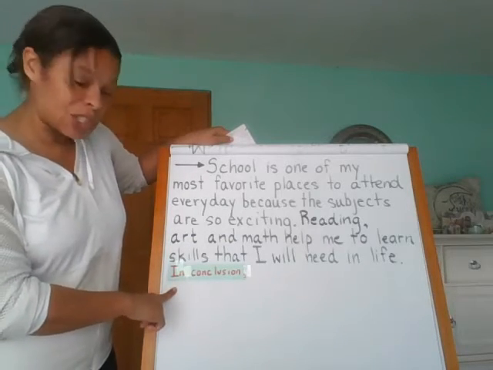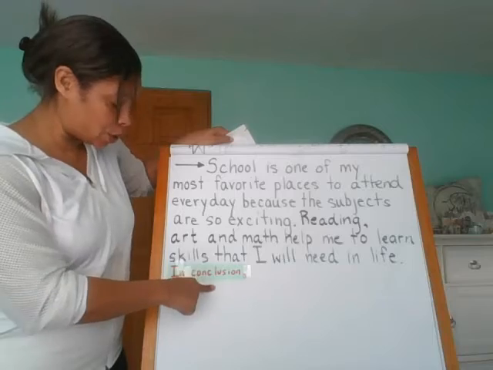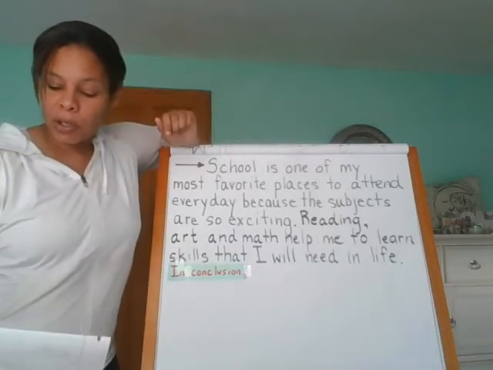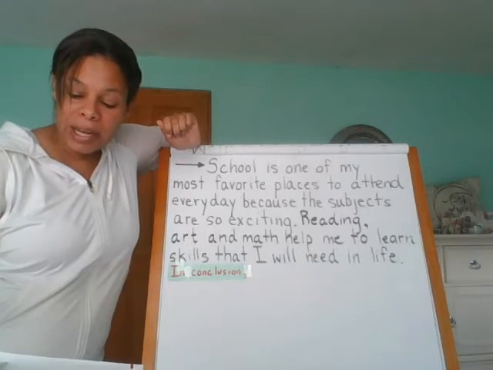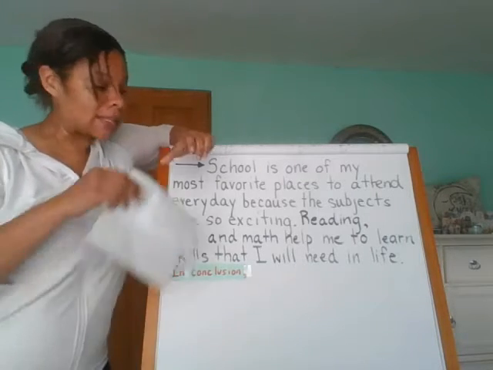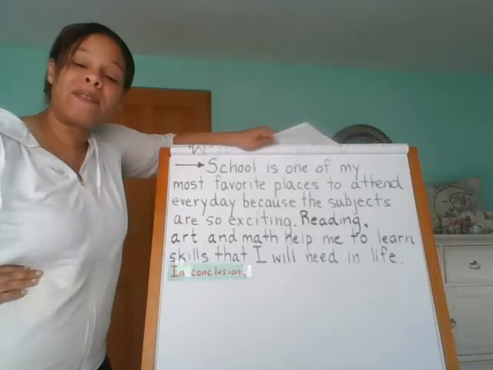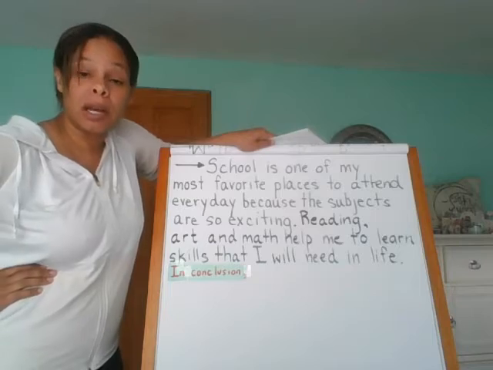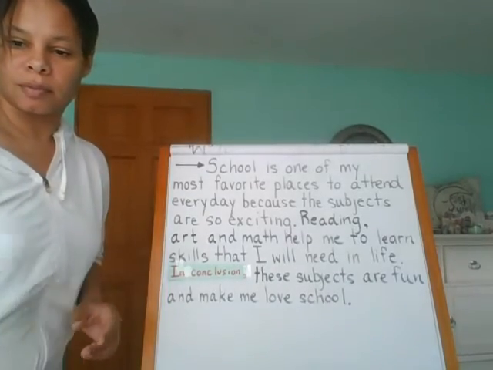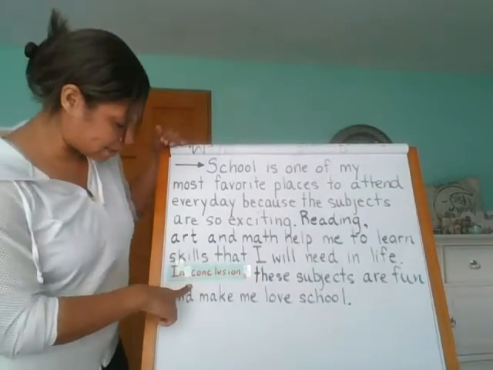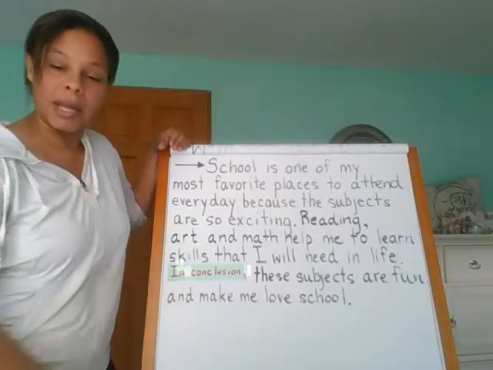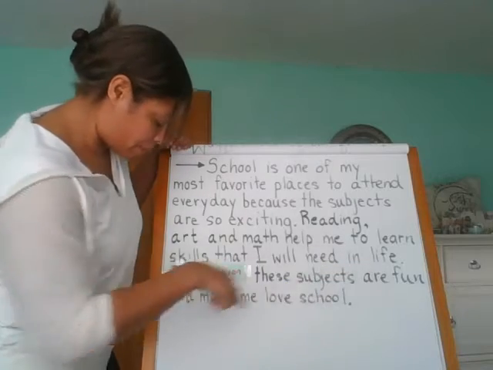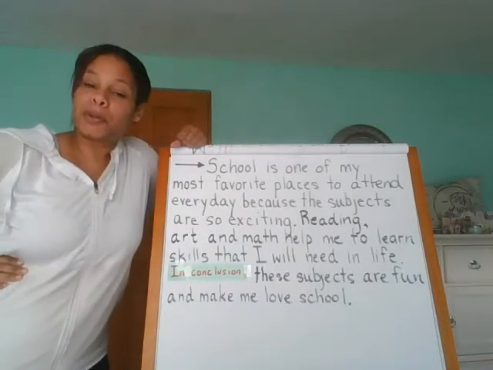So now we have our transitional phrase, in conclusion. This lets us know that we're coming to the end. We're almost done. So in conclusion, these subjects are fun and make me love school. That sums everything up. The reason why they're my favorite is because they are fun, I get to learn, and they help me to love school. Okay, and here is our last sentence, our summary sentence, wrapping everything up. In conclusion, these subjects are fun and make me love school.